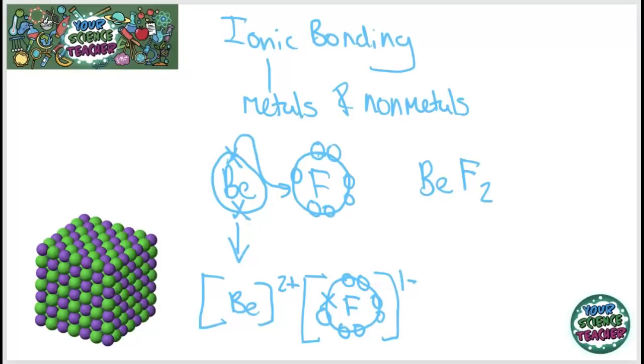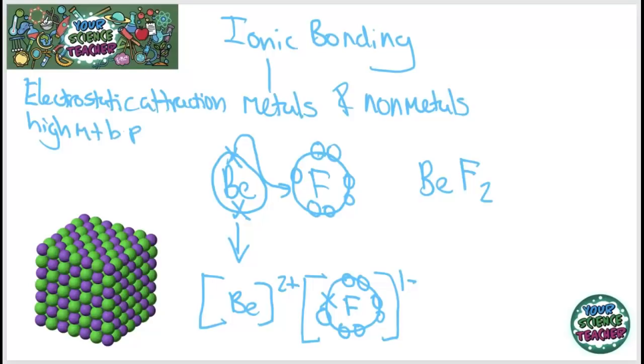Now, once these 2 atoms have bonded, they make a very strong ionic compound. The reason why they're incredibly strong is because they have electrostatic attraction between the positive and negative ions. And this means that ionic compounds have high melting points and high boiling points.